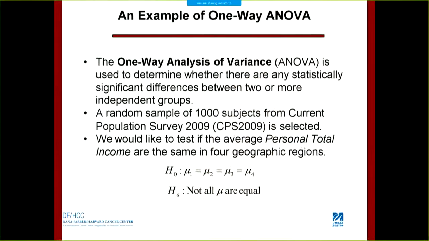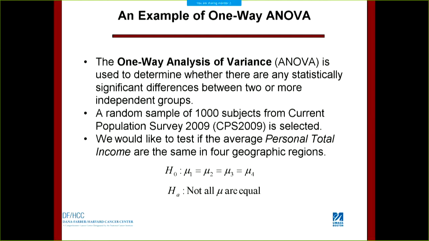Now suppose we have more than two groups here. So we cannot use the t-test, right? If we have three or more groups, we may need to consider the one-way ANOVA just to compare means for more than two groups. So we're going to use the so-called one-way ANOVA. I will give an example based on a sample of real data, which is the Current Population Survey of 2009.